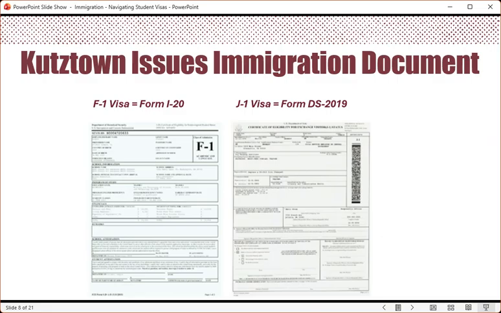Once we receive all of these documents and you've submitted all forms, paid your deposit, and confirmed your enrollment, Kutztown will issue you an immigration document depending on your visa type. If you're going for an F1 student visa, we will issue you a Form I-20. If you're going to apply for a J1 student visa, we will issue you a Form DS-2019. If you are unsure which visa type you are applying to, please ask the international office at Kutztown and we will provide you more information.